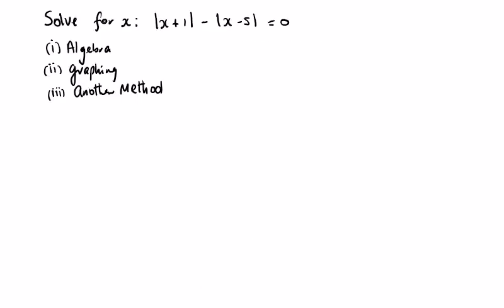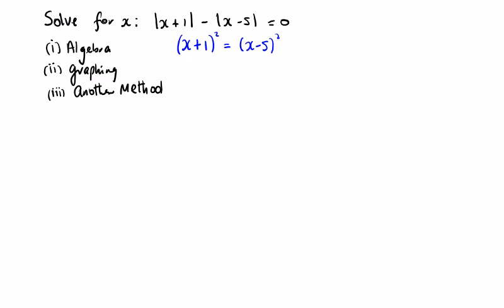So in a question like this, solve for x: the absolute value of x plus 1 minus the absolute value of x minus 5 is equal to 0. You may be able to solve this quite easily just by looking at it, but let's use an algebraic method here. So if we say x plus 1, we get rid of the absolute value bars, equals x minus 5, and square both of them. This is the algebraic method.